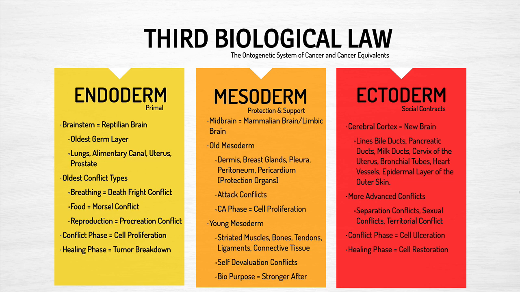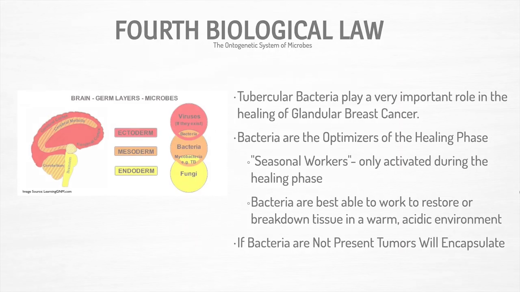Was it just breathing, food, and reproduction? Those are the old primal programs, and as the body became more complex, as we started to develop this mind, that's why the ectoderm has to do with social contracts. It's such an interesting thing to look back on with each of these conflicts we are encountering, so we have a deepened understanding of the body and why it's doing what it's doing.